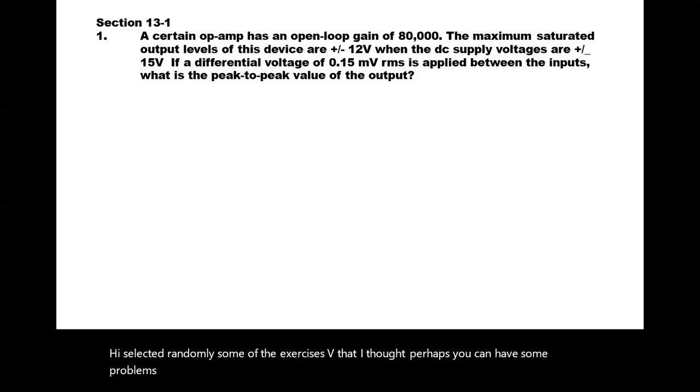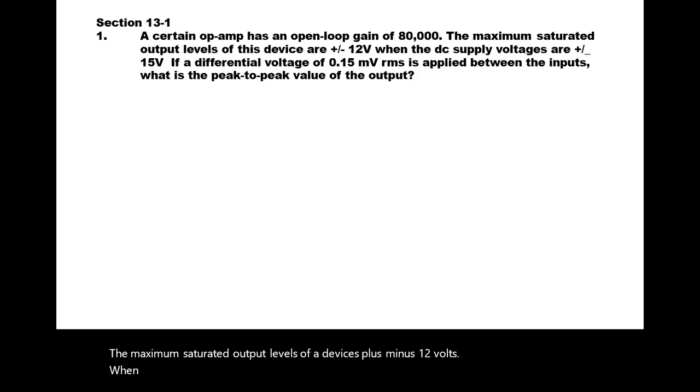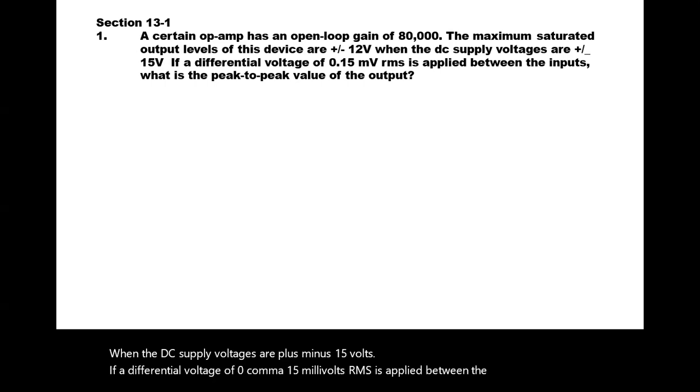So let's start with section 13.1, number 1. The question says a certain op-amp has an open loop gain of 80,000. The maximum saturated output level of the device is plus minus 12 volts when the DC supply voltages are plus minus 15 volts. If a differential voltage of 0.15 millivolts RMS is applied between the inputs, what is the peak-to-peak value of the output?